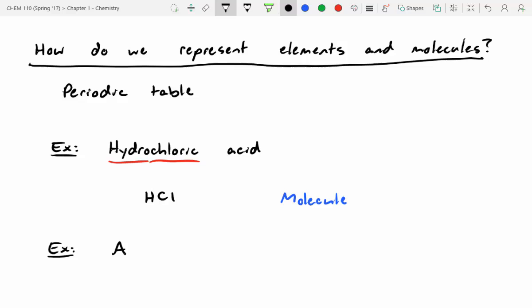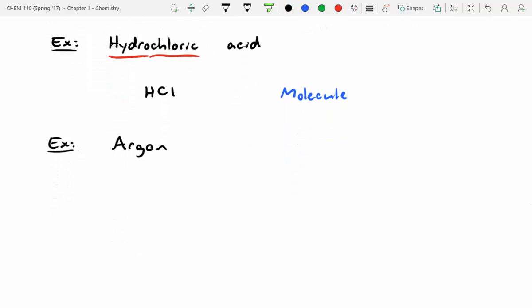Let's do argon. If we look at the periodic table, does anybody know what symbol argon might be? AR, right? That one's a lot easier. It doesn't have some funky Latin name. So in this case, argon is represented by the symbol AR. And is this an element or a molecule? Element, right?